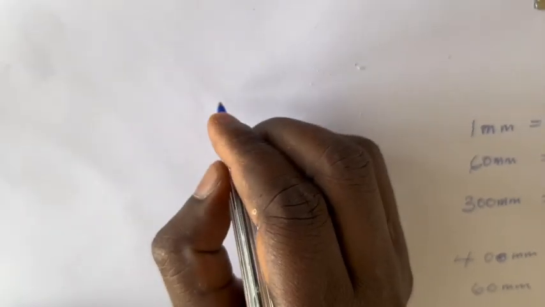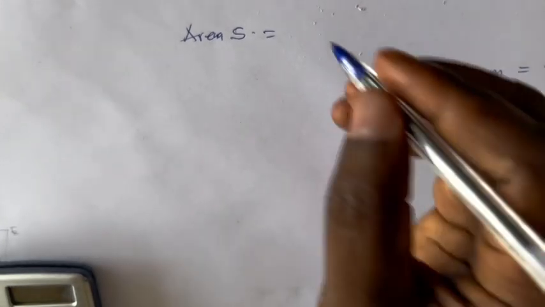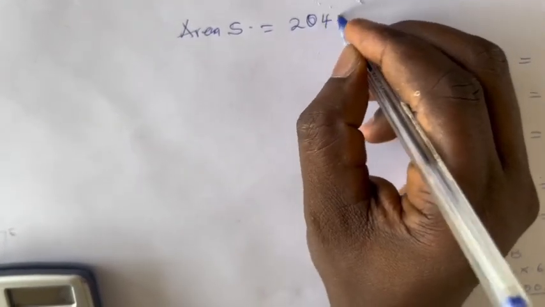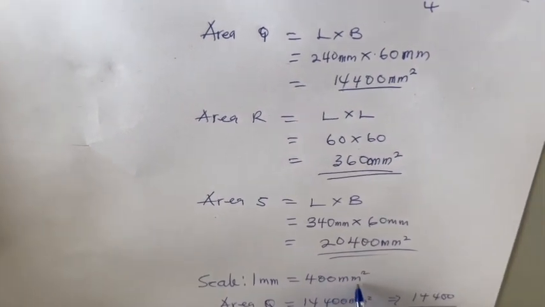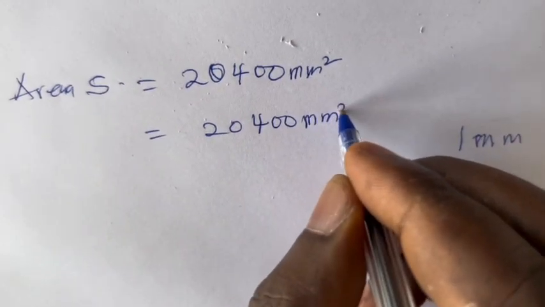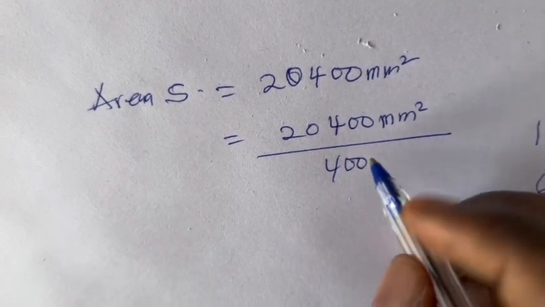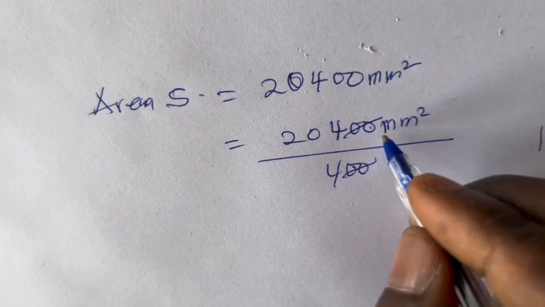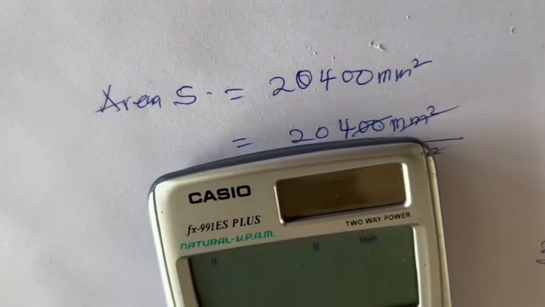So we move to find the area of S, and as found, we have area S to be equal to 20,400, right? Mm square. And considering our scale, which is 1 mm is equal to 400 mm square, then we can say that here we have 20,400 mm square divided by 400, right? So this will do away with this, and then the mm will do away with this.